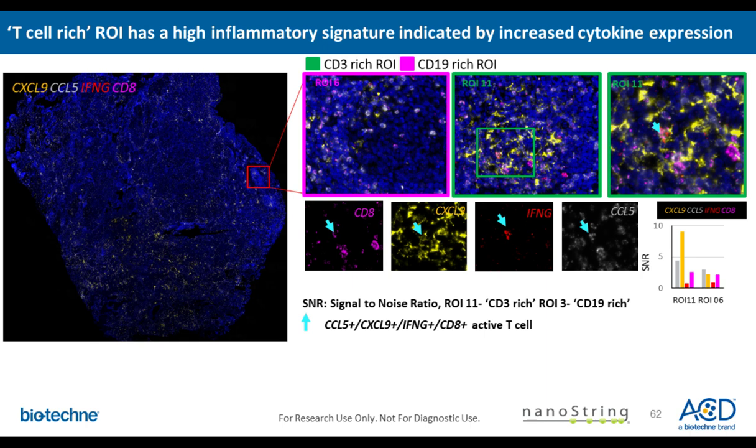Now, let's focus on the right-hand side top panel, which shows a magnified image of ROI11. Here, you can really appreciate the single-cell resolution provided by RNAscope. The cell marked with the blue arrow is a T cell that secretes CXCL9 and CCL5, and is positive for CD8. So this is potentially an active T cell that's trying to secrete cytokines and activate other T cells in its vicinity.